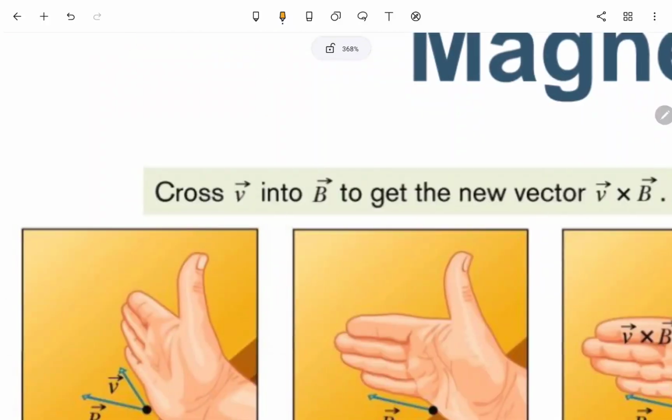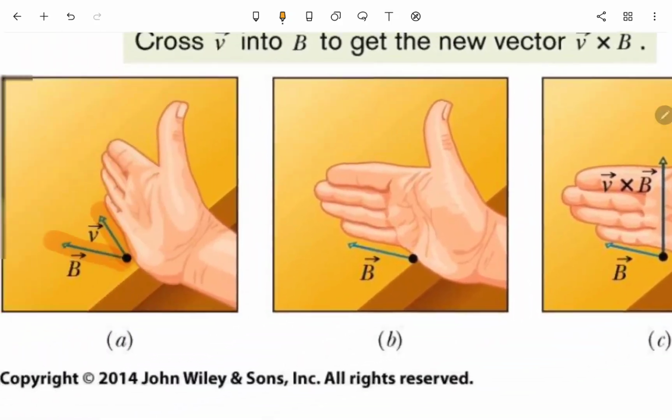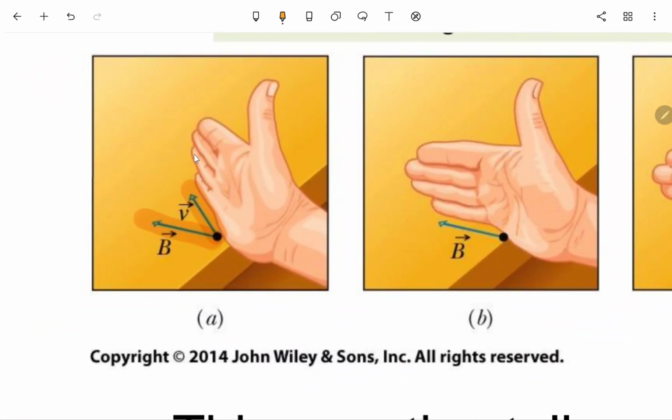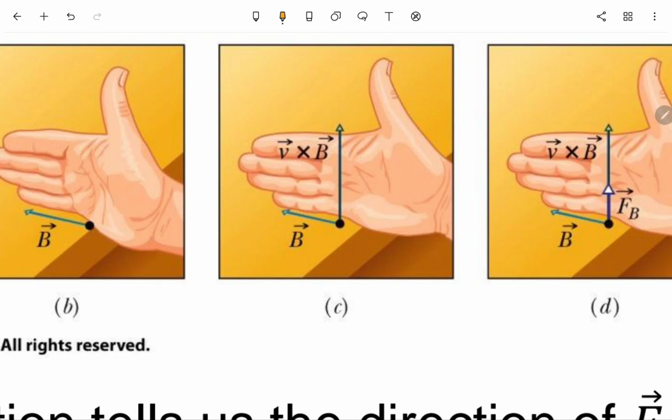This figure shows you how to determine V cross B. First of all, you know the direction of V, so you use your forefinger to follow the direction of V. You also know the direction of B, so you use your hand to sweep to the direction of B. This is the first step, pointing to V, then sweeping to B, and finally your thumb will point to the direction of V cross B. So V cross B must be perpendicular to both V and B.